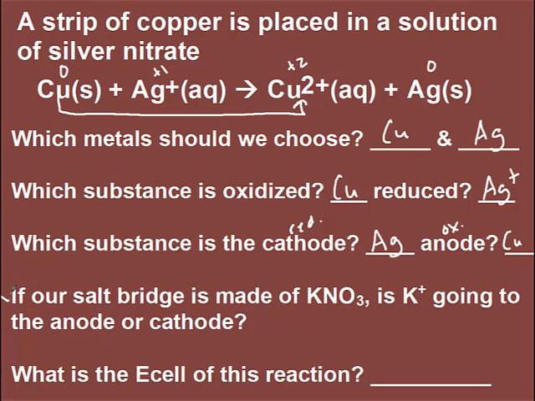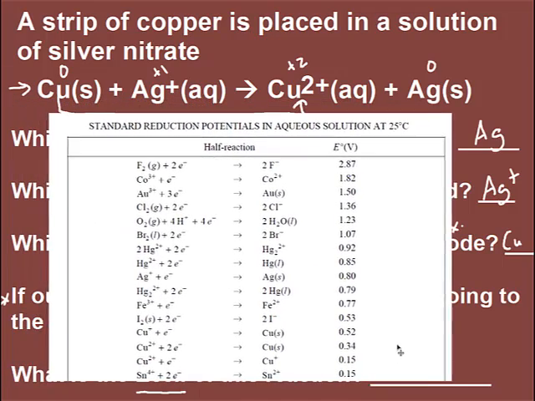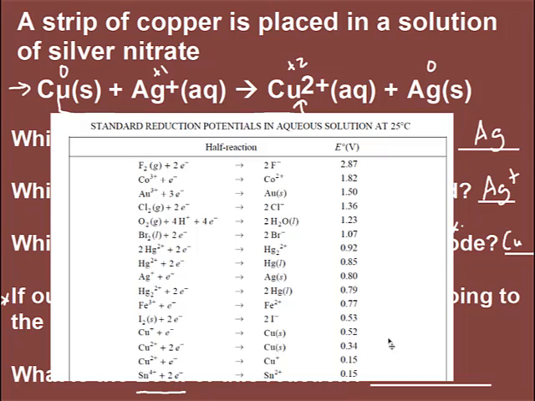Let's go ahead and skip this question for now about the salt bridge, and let's calculate the Ecell for this reaction. When they give you the reaction, we're going to use that reaction to determine which reaction is going to stay as written and which one is going to be reversed. We're going to look at this chart, which is the standard reduction potentials, which is in the back page of your notes. On the AP test and on many times on a problem, they'll give you these two half reactions that you need instead of giving you the entire chart.